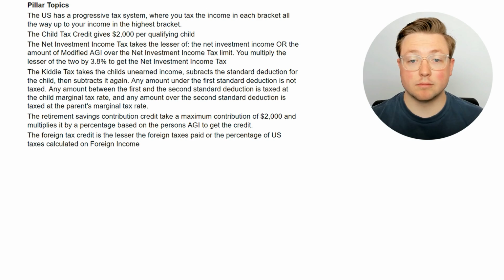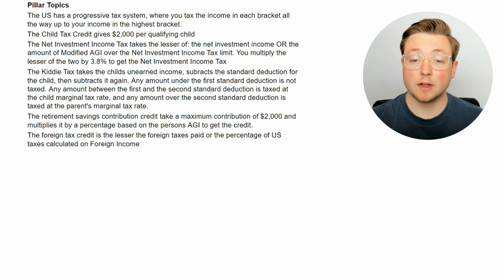Next, the child tax credit gives you $2,000 per qualifying child. That's the easiest way to look at it. So the most important thing for the child tax credit is knowing what a qualifying child is and knowing that each qualifying child gives you $2,000 of child tax credit.